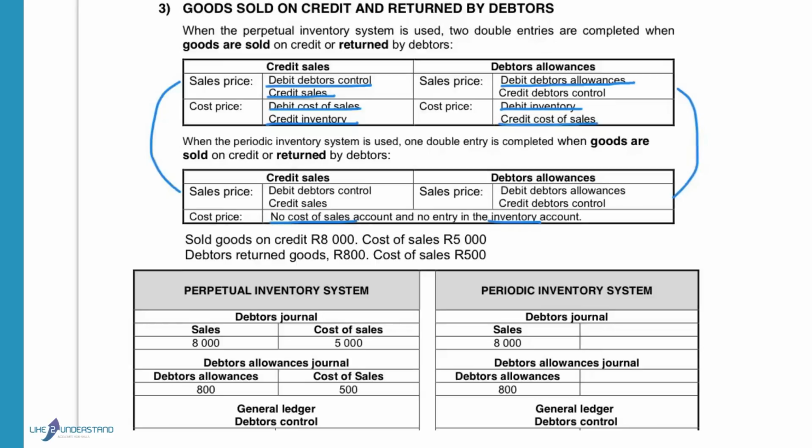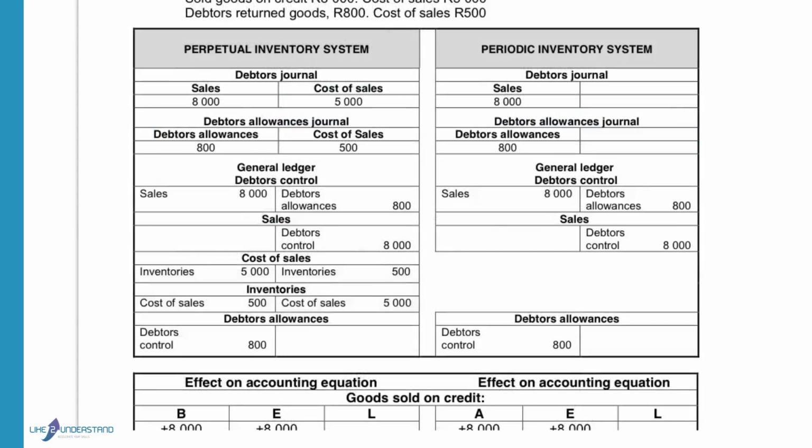No entry will be recorded in the periodic inventory system for the cost price. In the debtors journal, you will have a column for sales and you will have a column for cost of sales. In the periodic system, you will only have a column for sales because you don't use cost of sales. When you post that entry to the ledger, you will debit the debtors control, credit sales to increase the assets and increase the income.